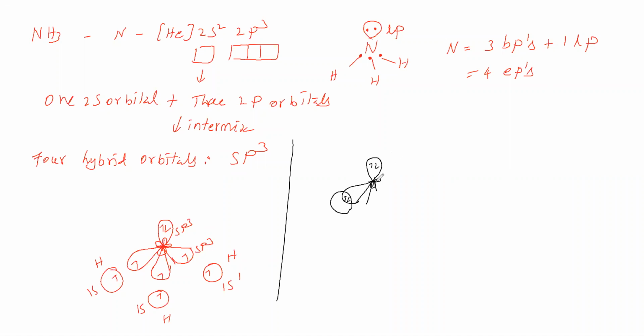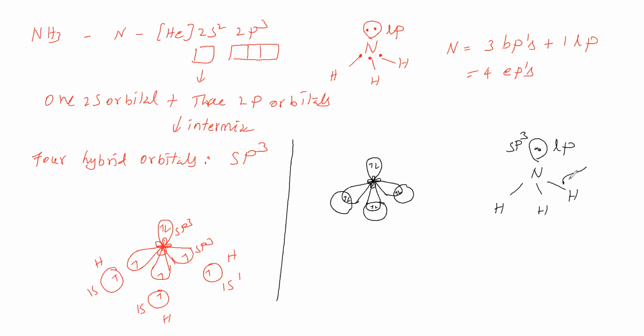This is the next hybrid orbital. It is overlapping with the 1s orbital. Next we will take a hybrid orbital. This is overlapping with a 1s orbital. So here the central atom nitrogen is bonded with 3 hydrogen atoms, and this lone pair we can give. This is the lone pair. This lone pair is present in an sp3 hybrid orbital.